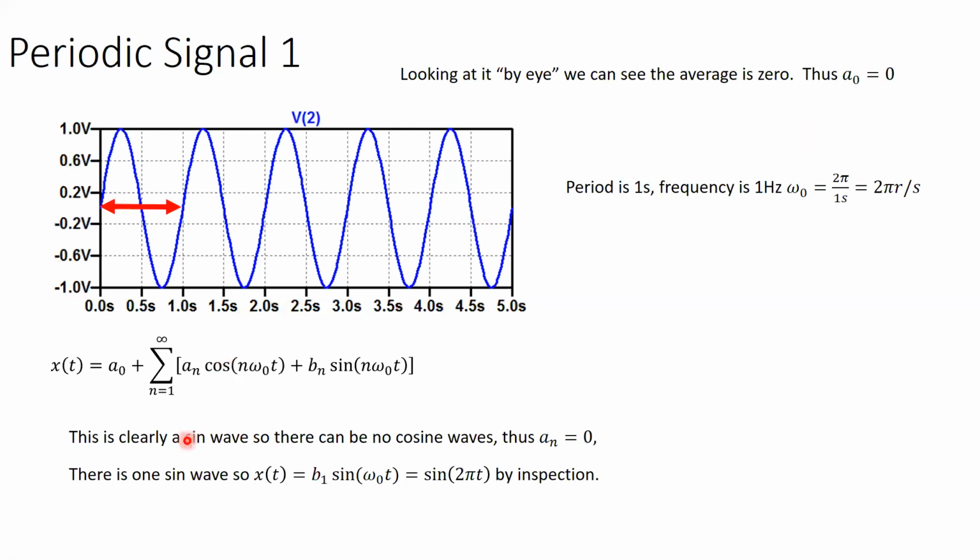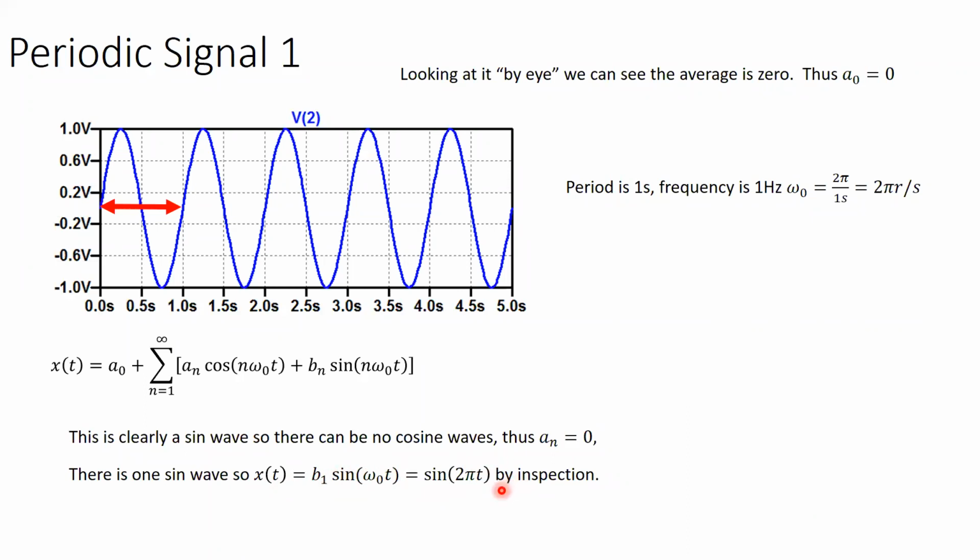But it's a sine wave. We can clearly see it's a sine wave. And so there's nothing else there. So I can just say all the ANs are 0. And then the BNs are, since there's only one sine wave and it's all composed of B1, anything higher than B1 is 0 as well. But what is the Fourier expansion of this? X of t equals B1 sine omega naught t.